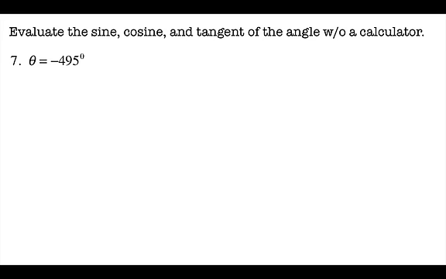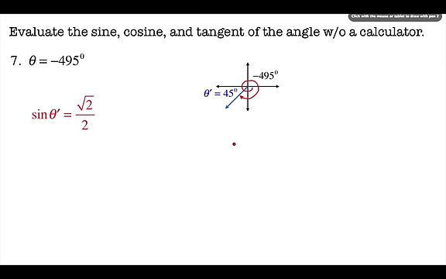Says evaluate the sine, cosine, and tangent of the angle without a calculator. I'm going to go a little bit fast here, but you can draw this. Notice that this is a negative angle, and this is what you get. In this case, I'm going to be using the reference angle. So then I'm looking at this right here, the reference angle, which is going to be 45 degrees. That's your theta prime. Okay, so then I'm going to compute sine of 45 degrees, cosine of 45, and tangent of 45. And notice this is just the reference angle. So sine of 45 is radical 2 over 2, cosine is radical 2 over 2, tangent is 1.